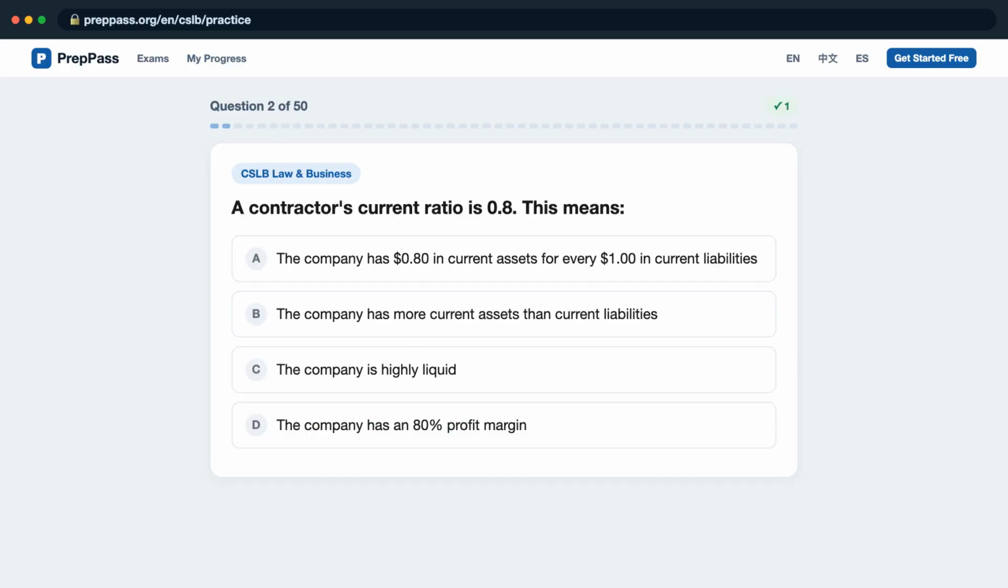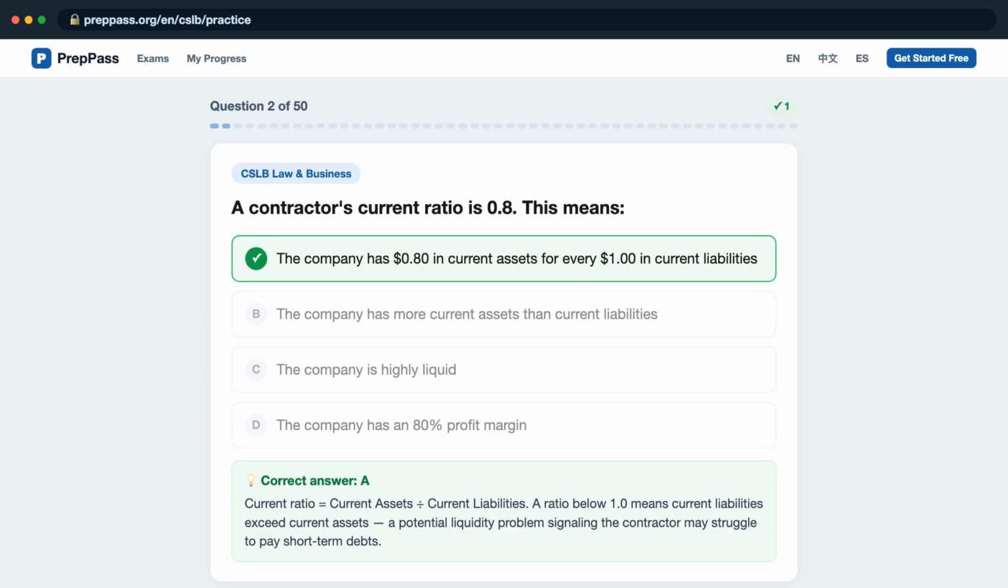Question 2. A contractor's current ratio is 0.8. This means, is it A, the company has 80 cents in current assets for every $1 in current liabilities? B, the company has more current assets than current liabilities? C, the company is highly liquid? D, the company has an 80% profit margin?